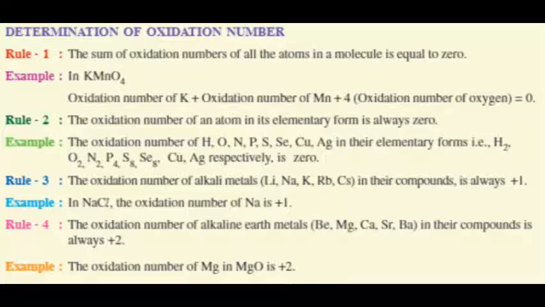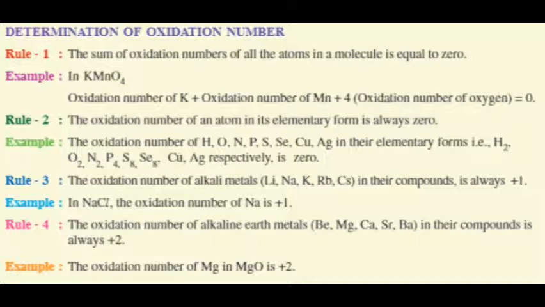Determination of oxidation number. Rule 1. The sum of oxidation numbers of all the atoms in the molecule is equal to 0. Example, in potassium permanganate, KMnO4: oxidation number of K plus oxidation number of Mn plus 4 times the oxidation number of oxygen equals 0.